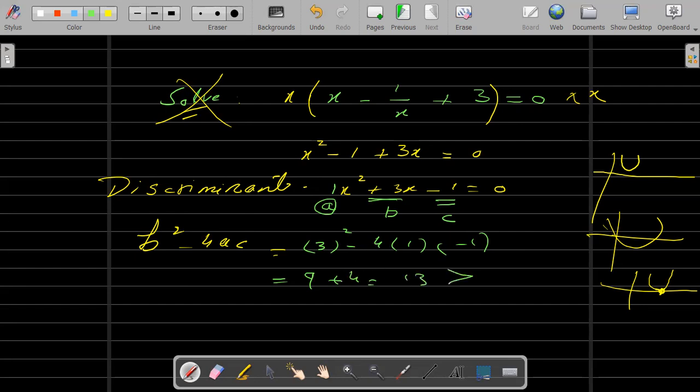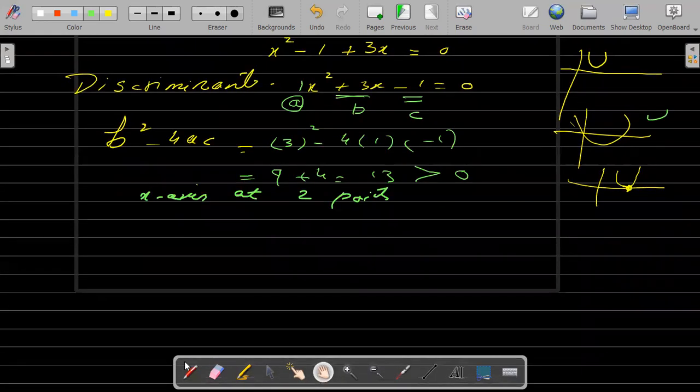Okay, if it is positive, that is, greater than 0, then we will always say that it is intersecting the x-axis at 2 points, like this. If, let's say, you are solving and getting an answer equal to 0, then we will always say that it is intersecting at 1 point, that is, the curve is intersecting the x-axis at 1 point, right?